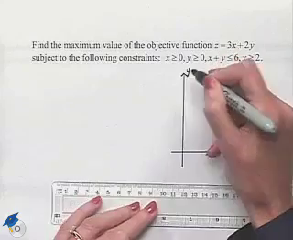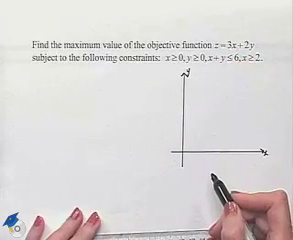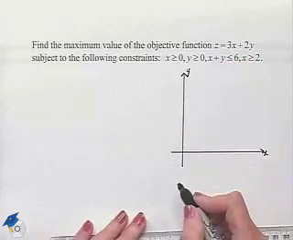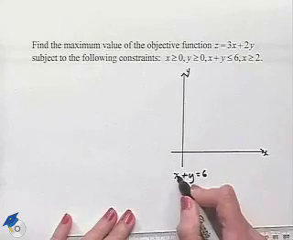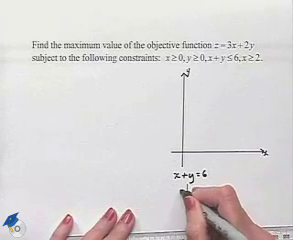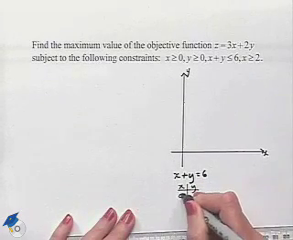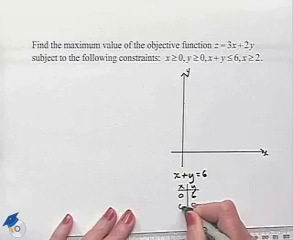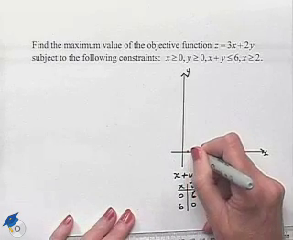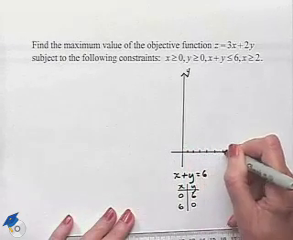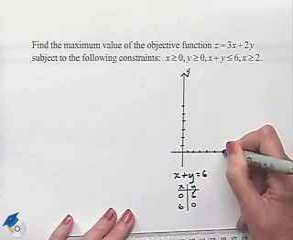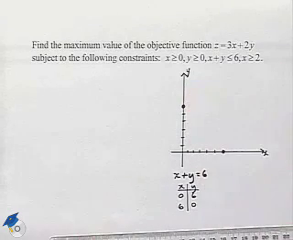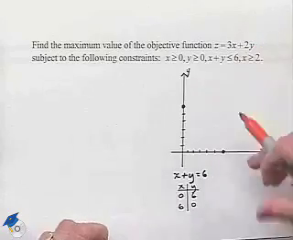Next, we're going to be looking at the inequality x plus y is less than or equal to 6. We'll start by graphing the equation x plus y equals 6. We can do this pretty easily by using our intercepts. If x is 0, then y is 6. If y is 0, then x is 6. So let's plot those 2 points. And we'll connect the dots. Notice that this is going to include the border.